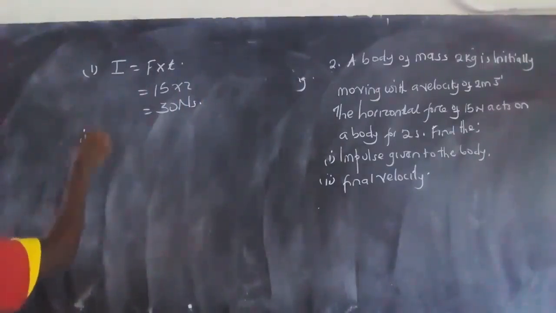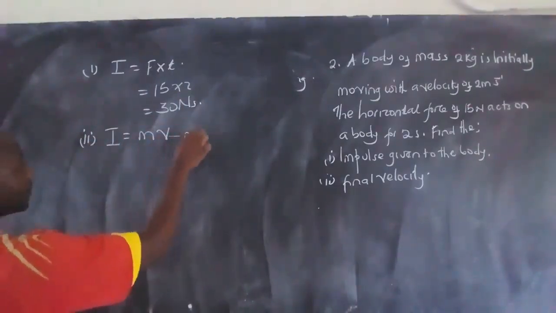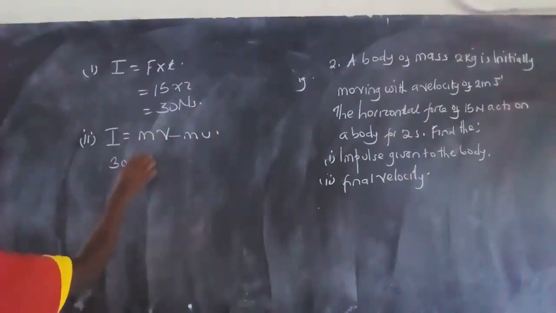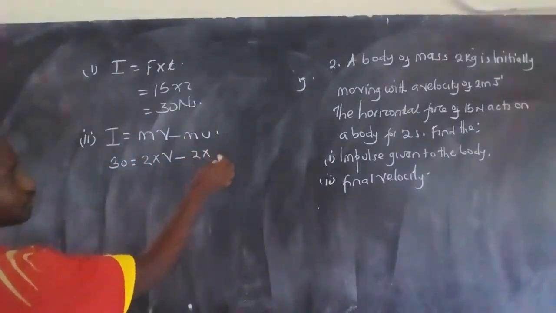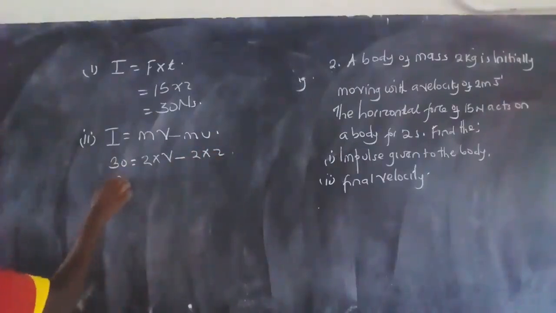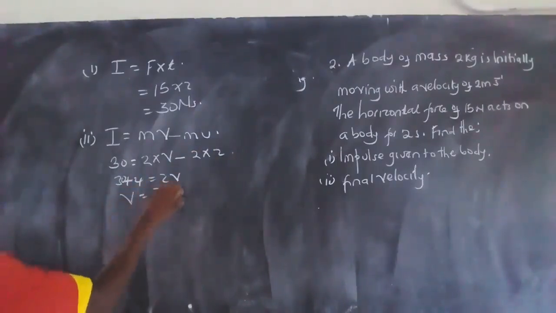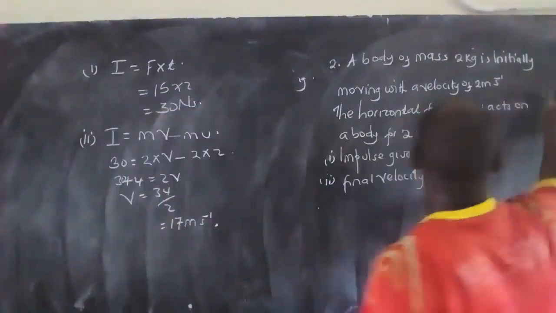Part 2: we know that impulse is change in momentum. So 30 becomes the mass, 2, times v minus 2 times u, with u as 2. So 30 plus 4 gives us 2v. Our v becomes 34 divided by 2, which gives us 17 meters per second. Then we can go ahead and look at the exercise.